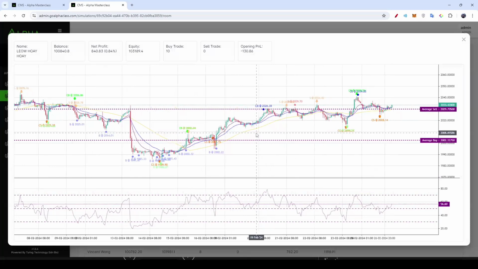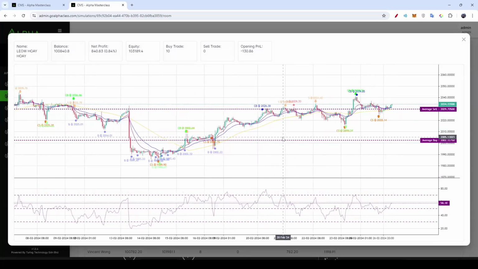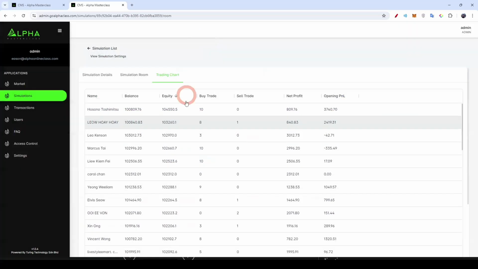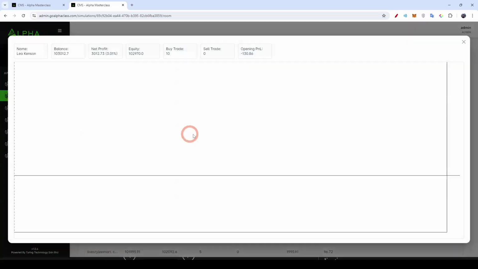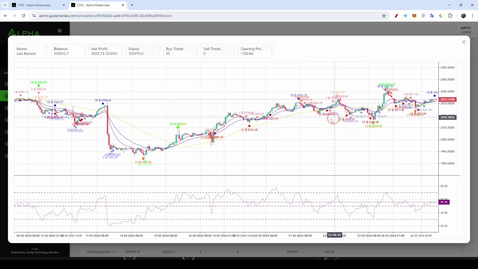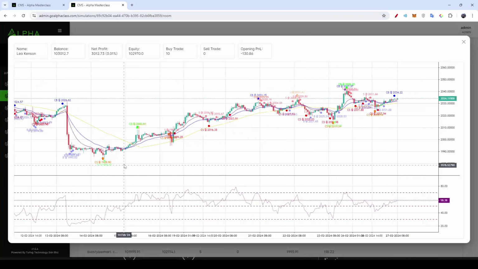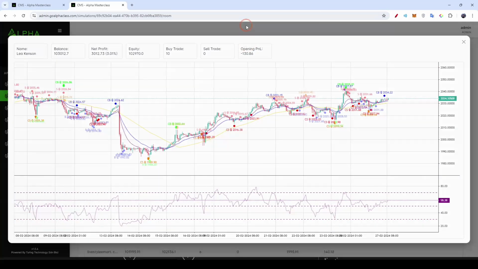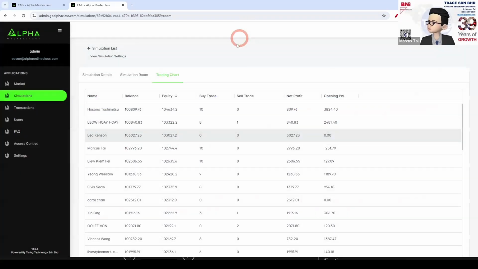Hey Liu Ho Ho, you say that you are a beginner, right? How can you make so much? Kenson makes 3,000 as well. This one I think is following Marcus. A little bit similar. Marcus is number 4. Thank you.